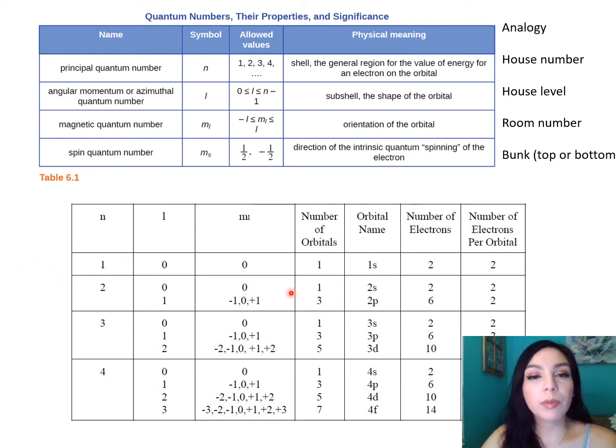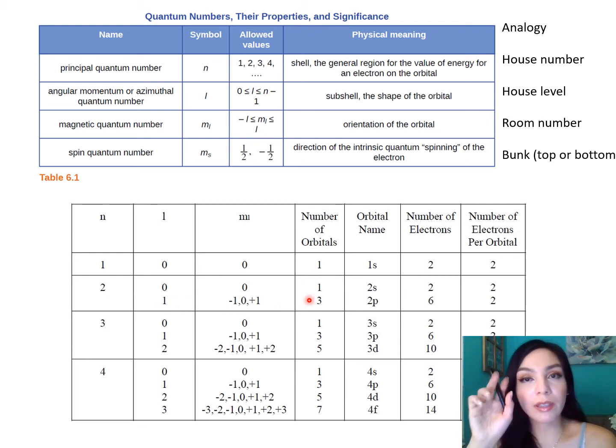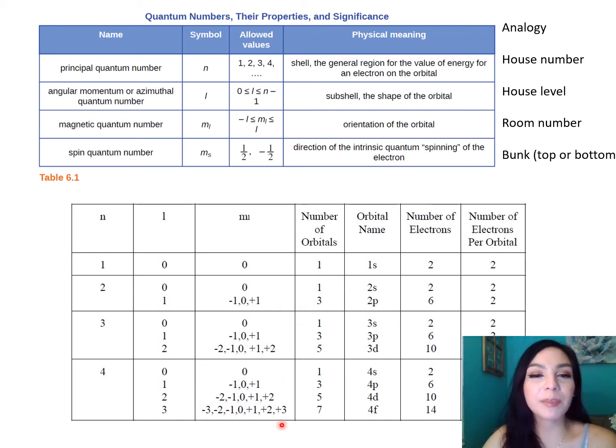I like this table because it shows you all the different ML values. It tells you the number of orbitals within a certain L value, so within a certain level of the house. Notice that this makes up the shape of the house, because that's essentially what it's showing you. So these are the different little houses. And again, remember another major thing is that the number of electrons per orbital is always 2, regardless of any type of different orbital.